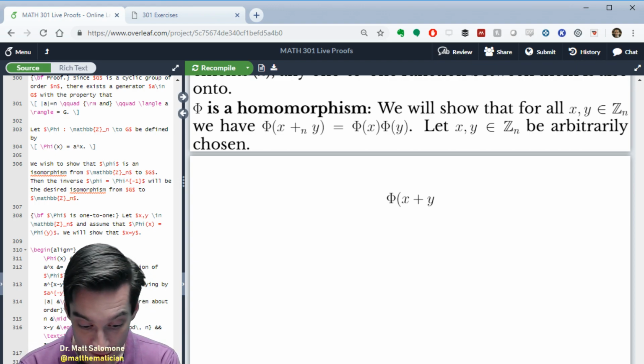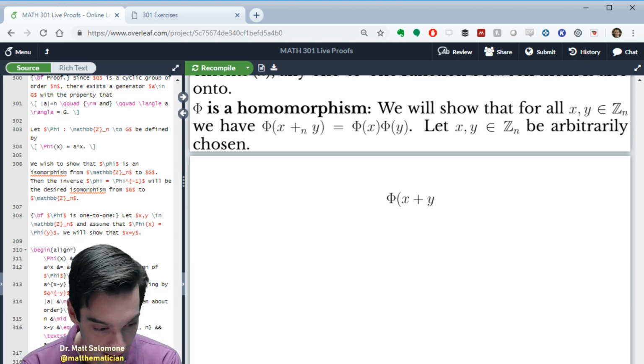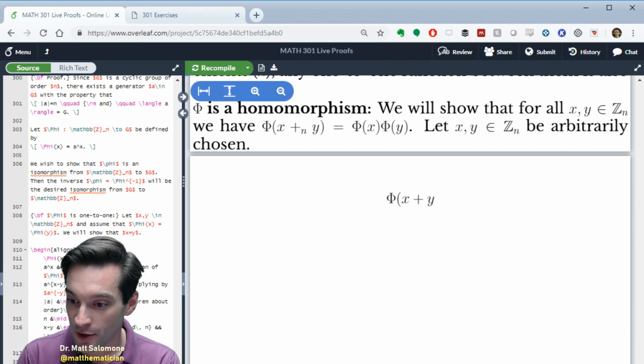And I'm going to say that this is equal to a raised to the power of x plus y plus some unknown multiple of n, or some k in the integers. And this is by the definition of our function. It's also by the definition of mod n arithmetic. So there's my first line.